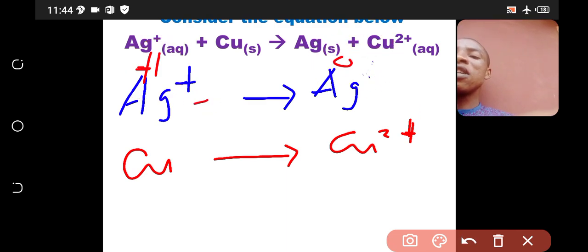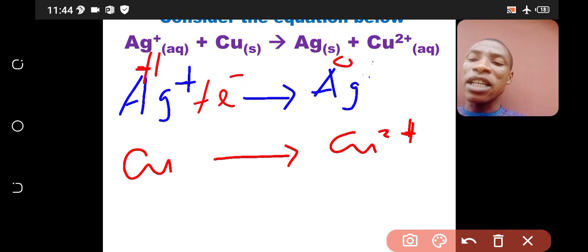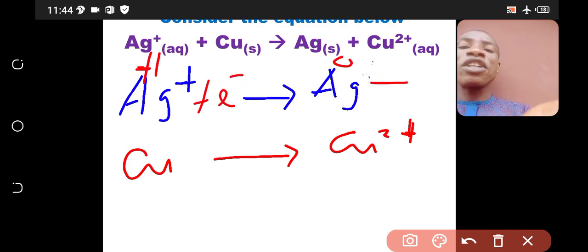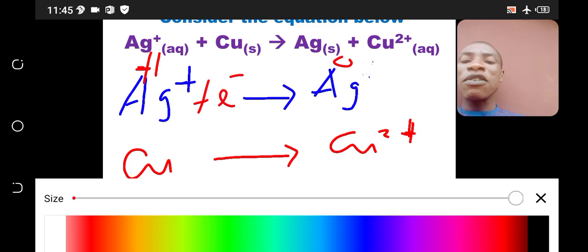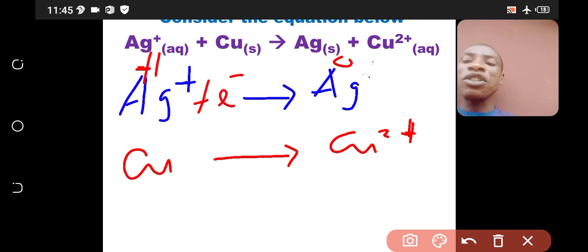That means this side is higher than this side by 1 electron. So you put 1 electron there to balance it. This is the balanced half equation for the first one. Now do a similar thing for the second half equation. You see that the atoms are already balanced, Cu and Cu. Remaining the charges. Here there is 0 charge, and here there is +2 charge.